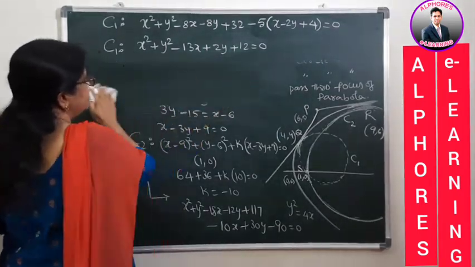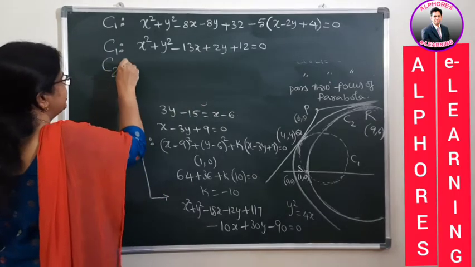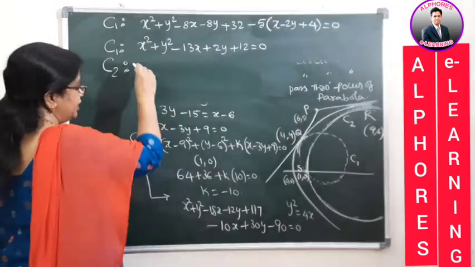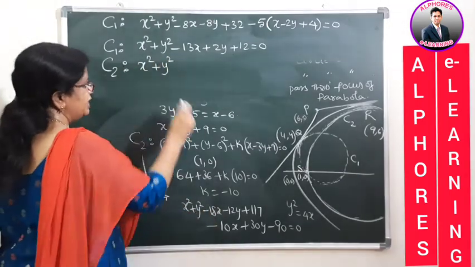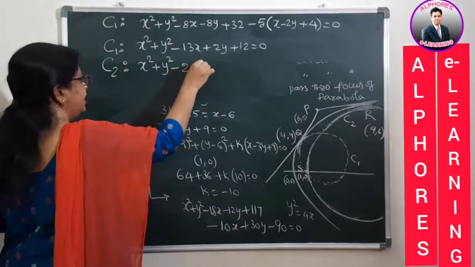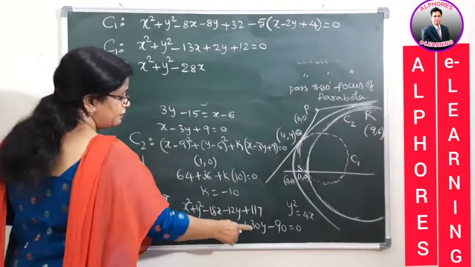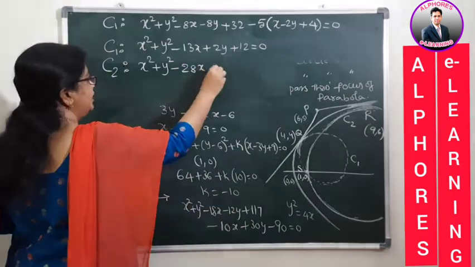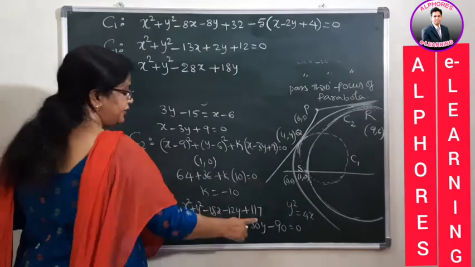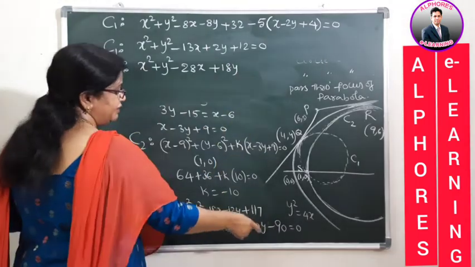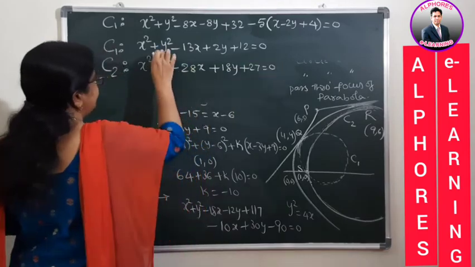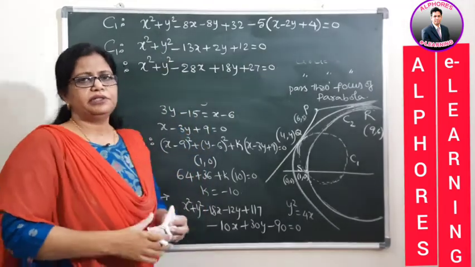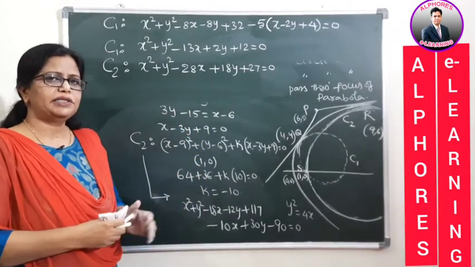Therefore, circle C2 you got now. This is circle C2 and you got it as x square plus y square, and now this is how much? Minus 28x, and after that this value minus 12 plus 30 means it is 18y, and next value it is how much? 27. Okay, plus 27 is equal to 0. So these are the two equations we got, students.